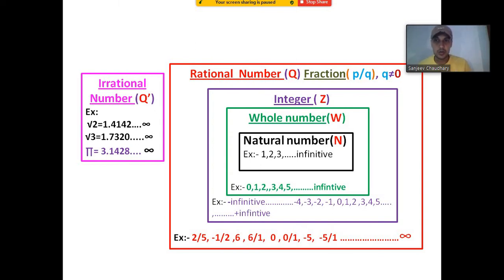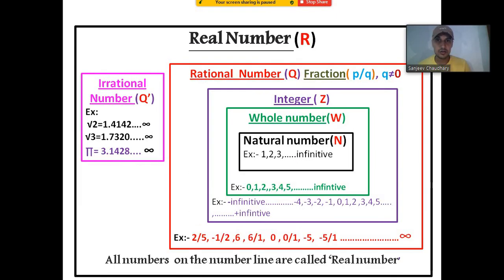There is under root 2. Whenever you try to find out the value of under root 2, you will get 1.4142 towards the infinity. Under root 3, square root 3, is 1.7320 towards the infinity. And what is the value of pi? We know very well, the value of pi is 3.1428 towards the infinity. So we can't write these numbers in the form of a fraction, in the form of P upon Q. That is why we call these types of numbers irrational numbers.